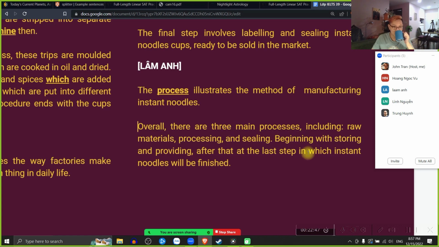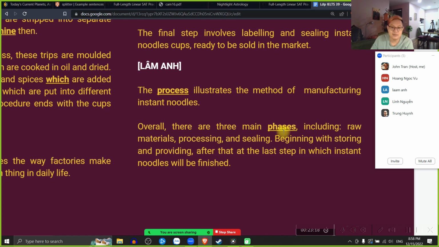What? Có 3 quá trình chính. Bao gồm là gì? Raw material. 3 giai đoạn chính đi. Let's just say that 3 giai đoạn chính đi. 3 main phases. 3 pha chính, 3 cái pha chính, 3 cái giai đoạn chính. I don't want to repeat the word process again. Không muốn lặp lại từ đó đâu.